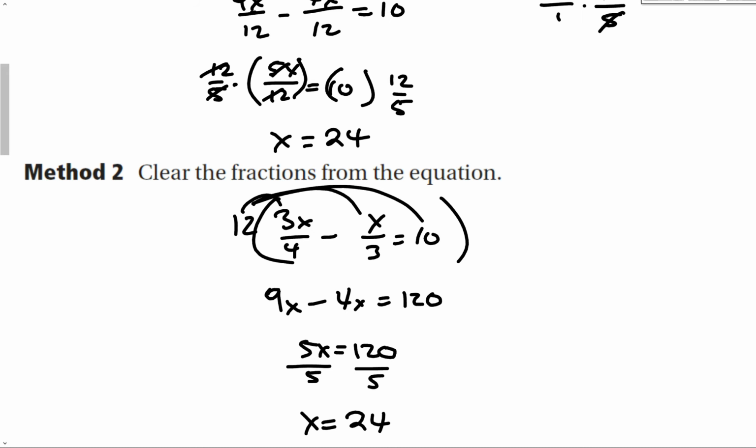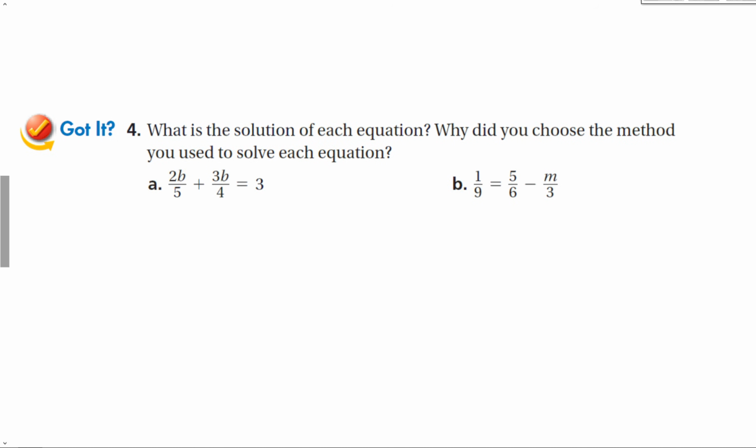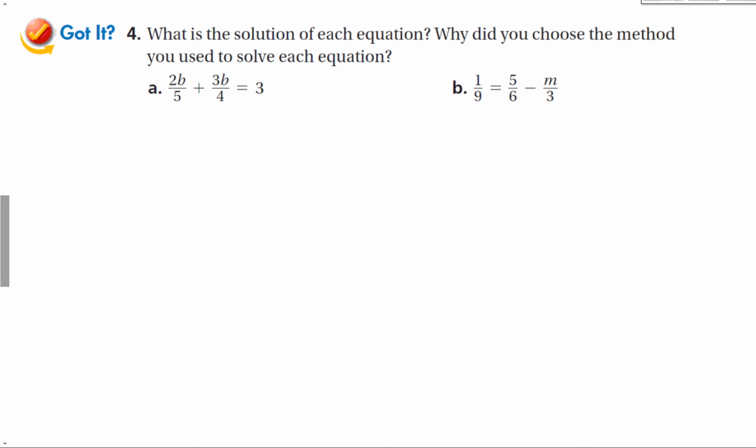Okay? Personally, I like this method a little bit better, clearing the fractions. I think it makes the problem a little bit easier. You don't have to mess around with common denominators. I think usually that works out. Okay? So let's try these two Gotta problems, and let's use the first method on the first one, the second method on the second one.